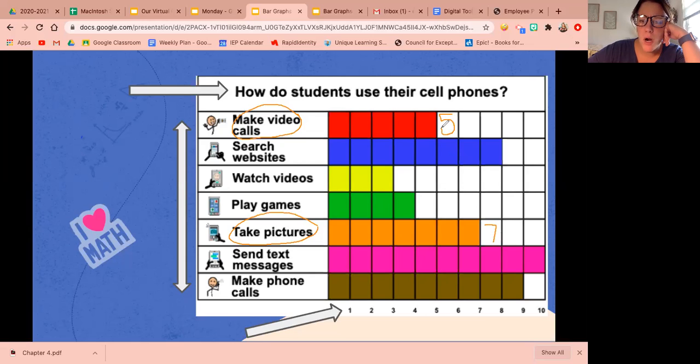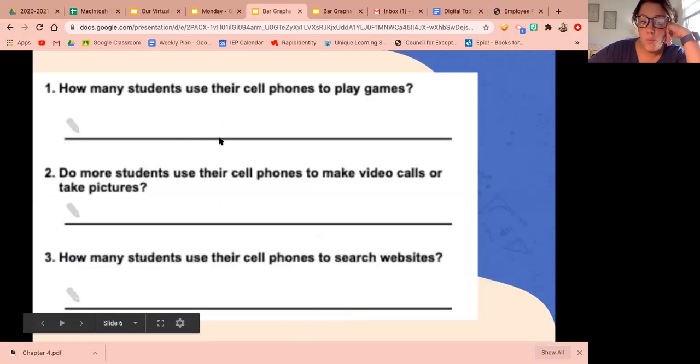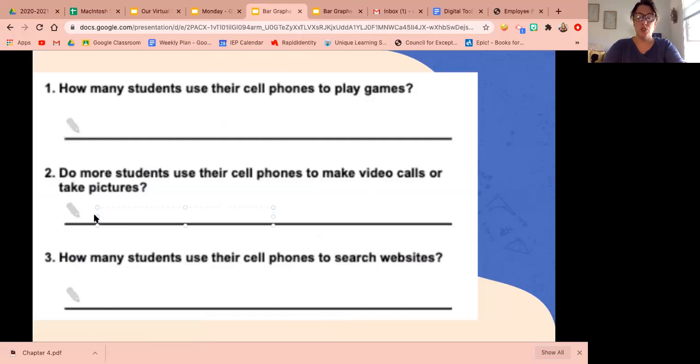So which one is more? Which one is the bigger number? 5 or 7? 7. Good job. But it's not asking how many, it's asking which category, which one was more. So when we go to answer our question, are we putting 7? No. We're putting what it was 7. Which category? Was it video calls or taking pictures? More students use it to take pictures.